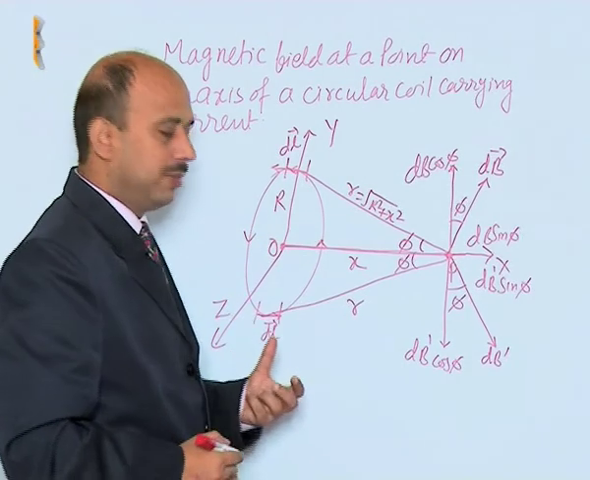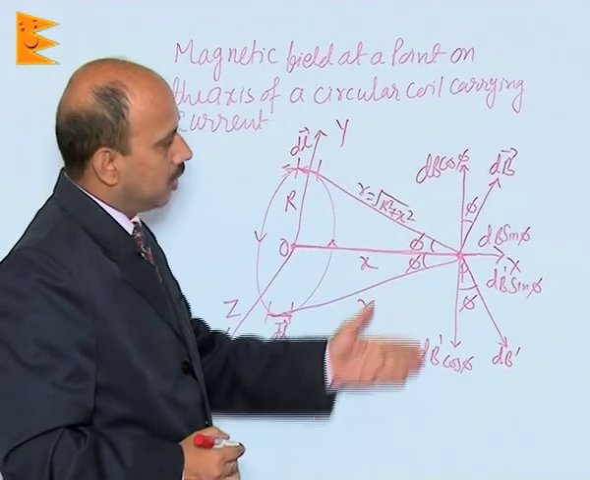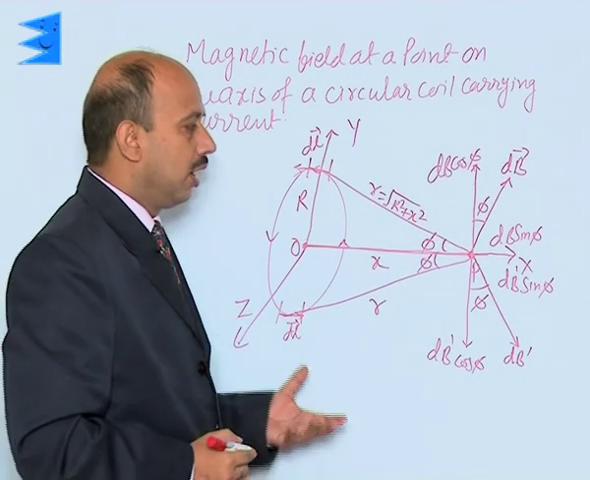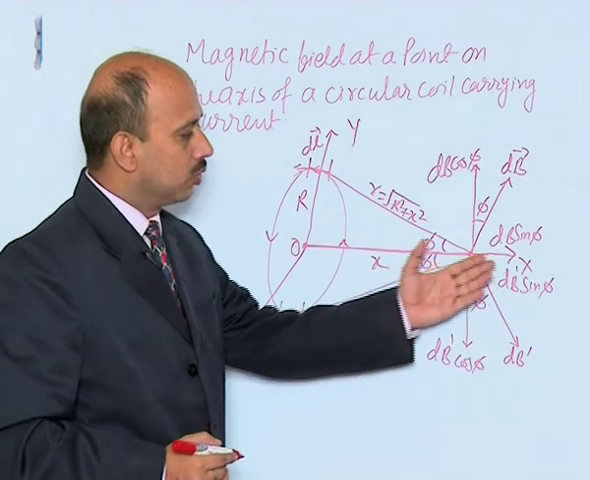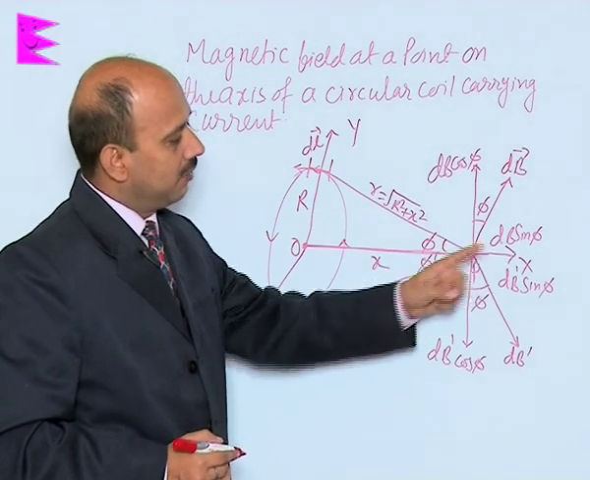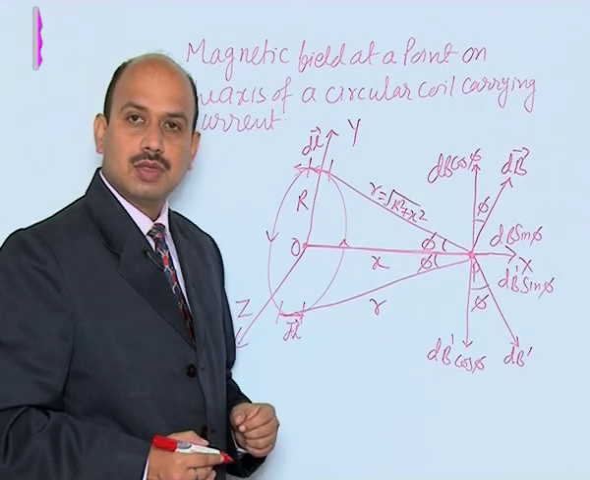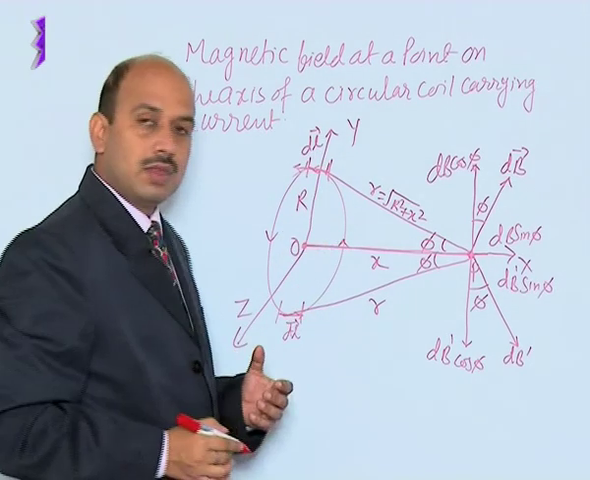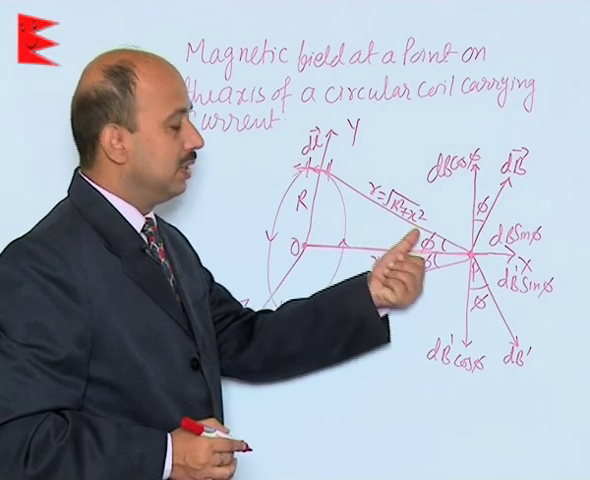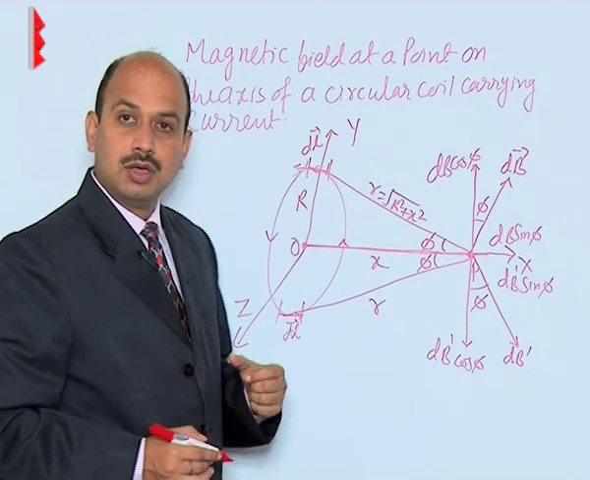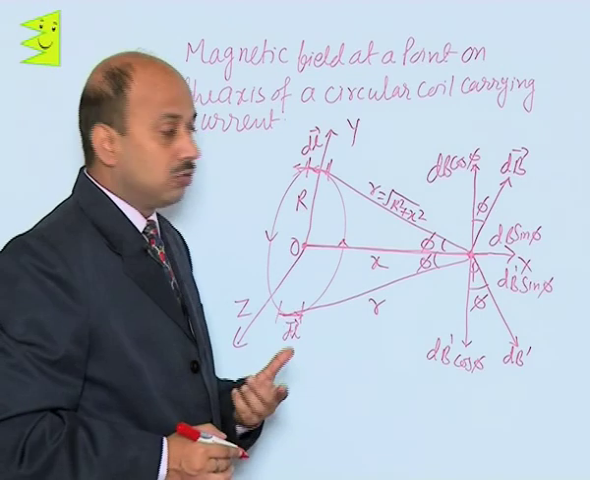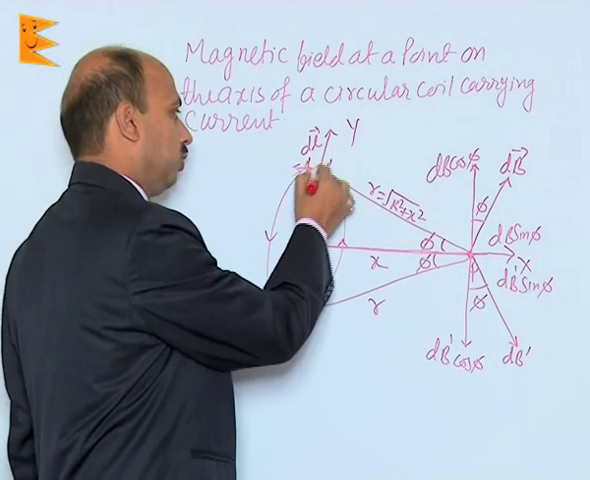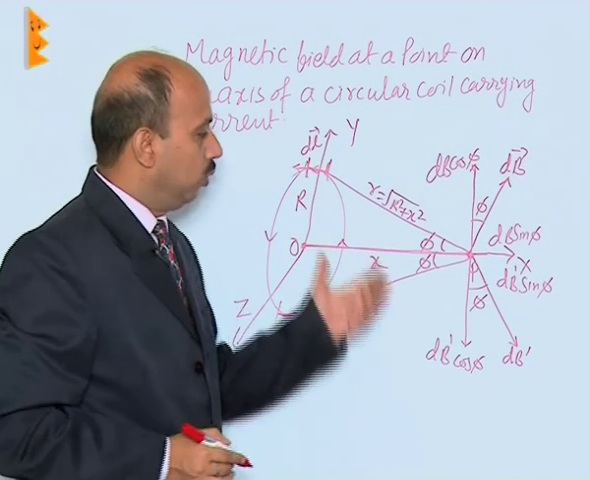Since this figure is symmetrical, the components along the y axis, that is dB cos phi and dB dash cos phi, will get cancelled, and only the net magnetic field will be obtained along the x axis, that is dB sin phi plus dB dash sin phi. Here the vector dl and r are perpendicular to each other, because this line is the tangent to the circle at dl, so that angle is 90 degrees. Now we have to calculate magnetic field by using the integration process, because we know the magnetic field due to a small element, so we can calculate it due to the whole circle.